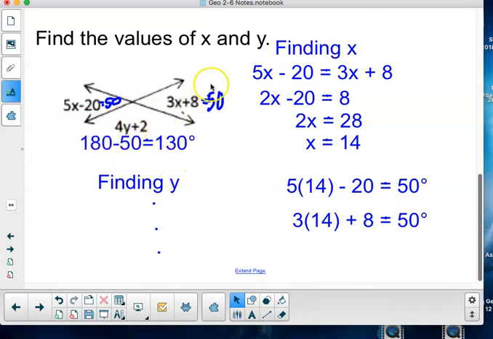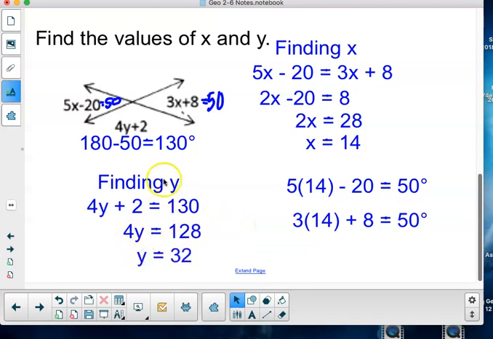Now I'm going to use this idea of my linear pair here, 50 plus 130 is 180, to solve for my y. So 4y plus 2 equals 130. Subtracting 2, I get 128. Dividing by 4, I get 32. So that allows me to plug that back in: 32 times 4 is 128, plus 2 is 130, and that's what I was supposed to find.